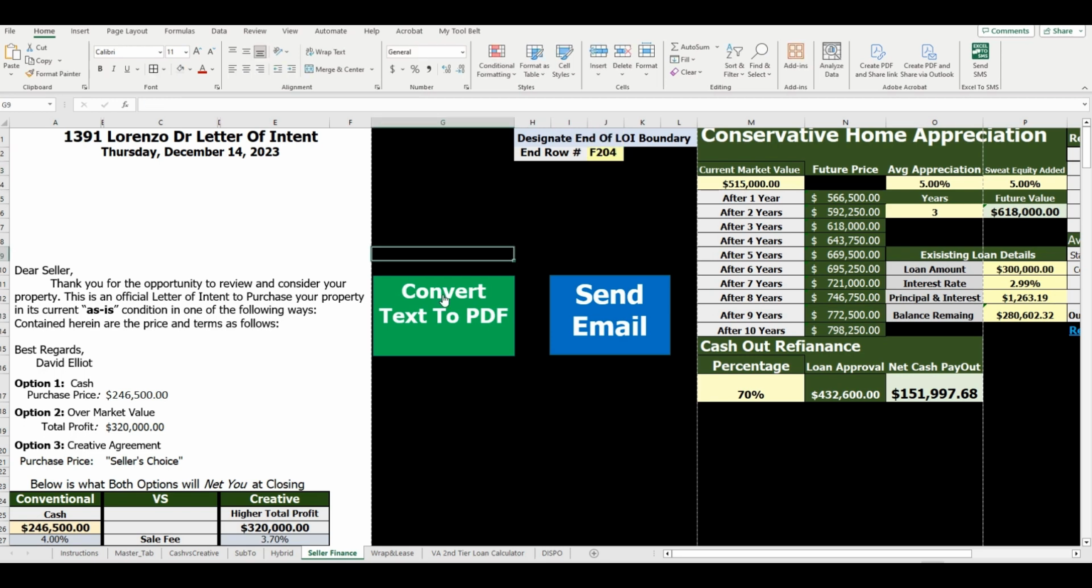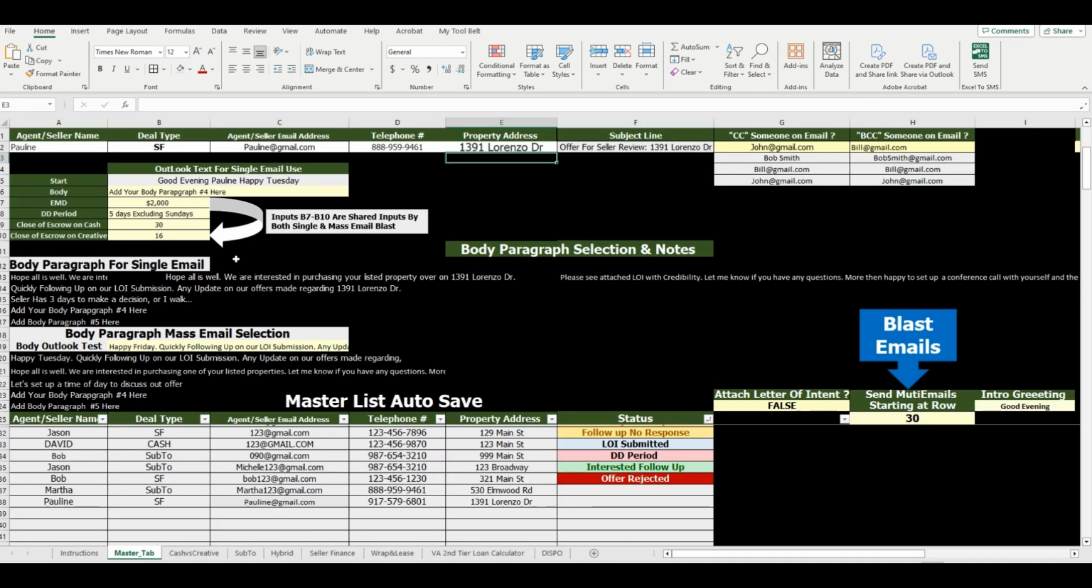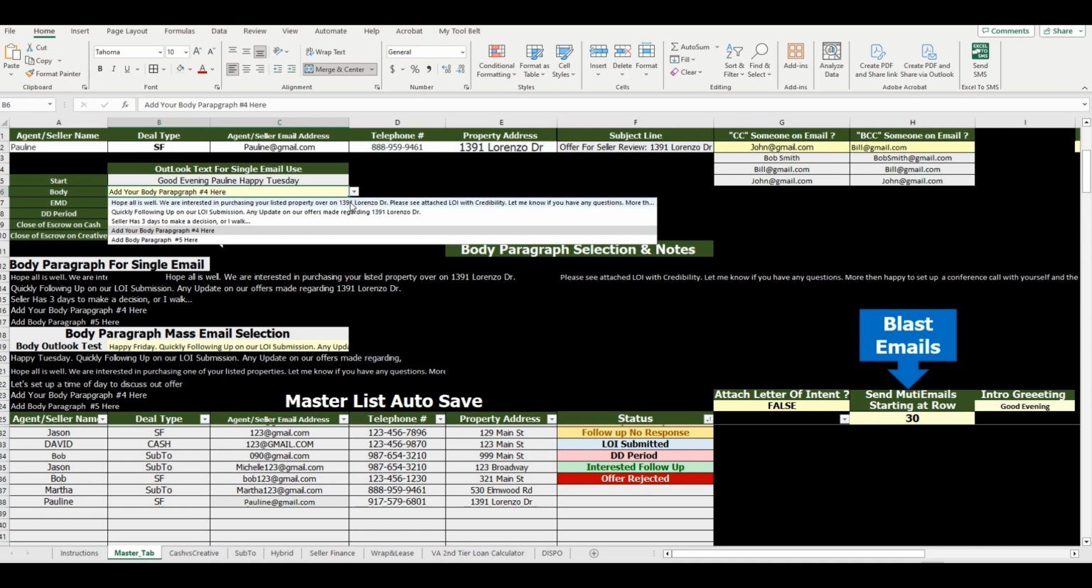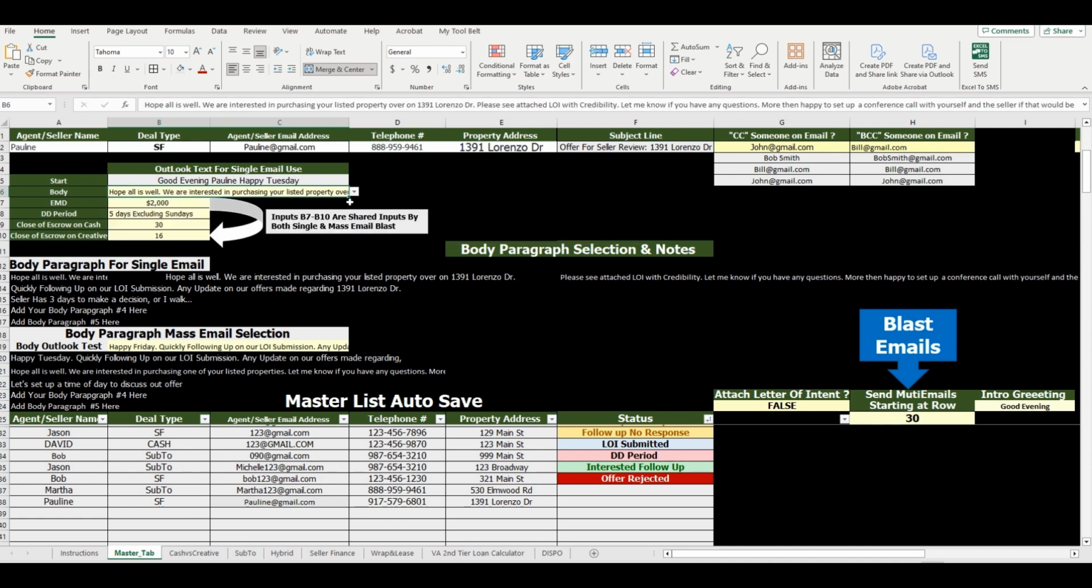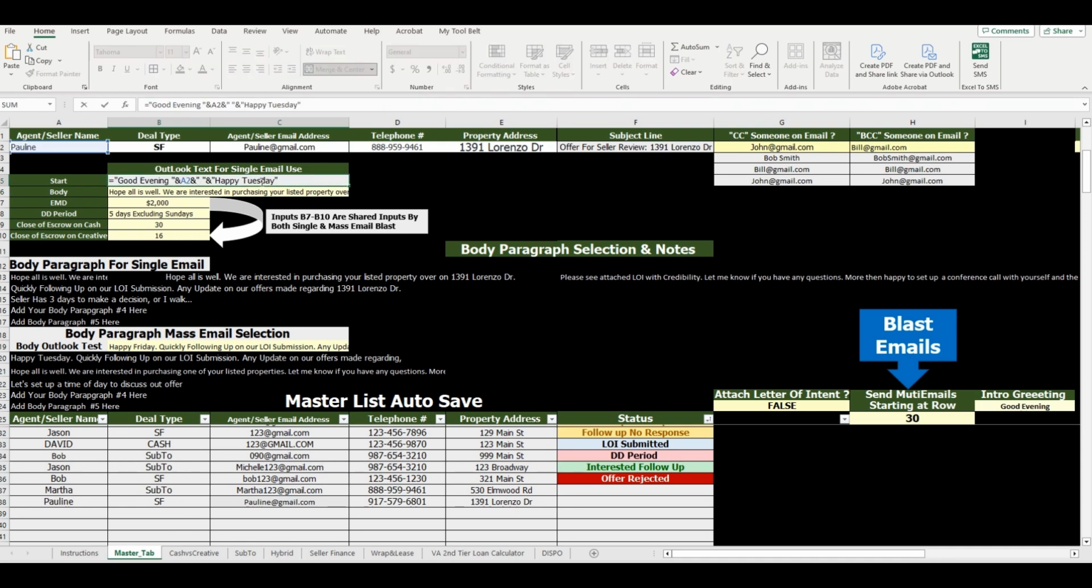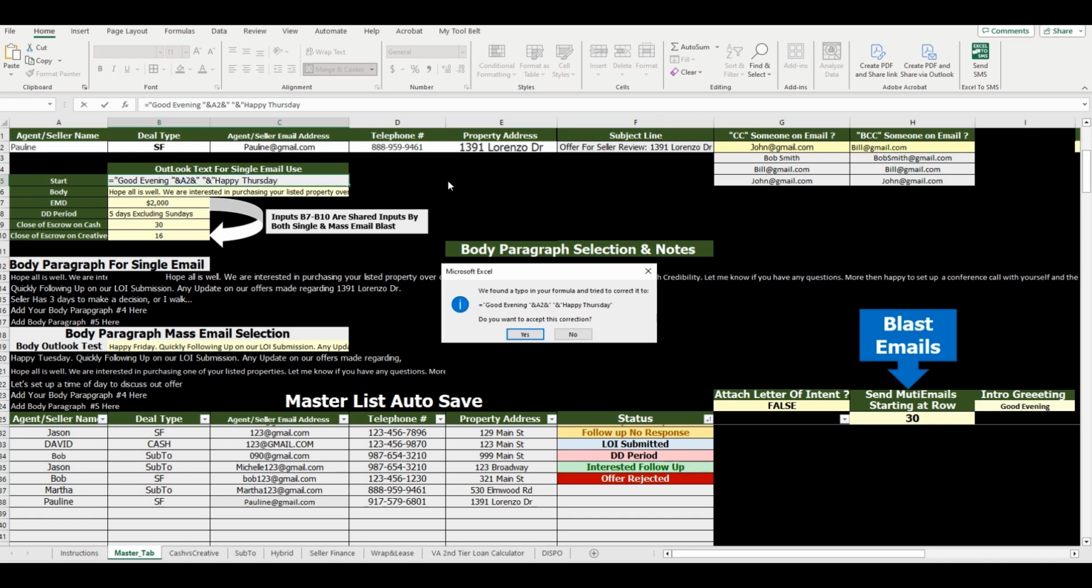So now what we're going to do is click Convert Text to PDF. Saw how that just loaded. Before we click the Send Email button, let's go back over here to the Master tab. Let's change this body paragraph to the first sentence here. We are interested in purchasing your property. Today happens to be Thursday, so I'm going to include that in my text.